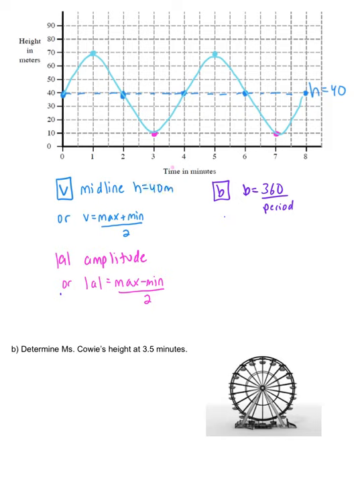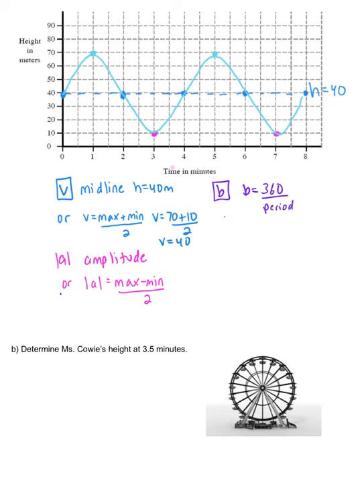You could also use the formula v equals max plus min divided by 2. It's the average of the minimum and the maximum. To find the average, you add them together and divide by how many there are. So here, the v is 70 plus 10 divided by 2, which again is 40. Sometimes it's easier to use the graph to find the midline, and sometimes it will be easier to use the equation. The equation is usually easier if there are decimals being used in this situation.